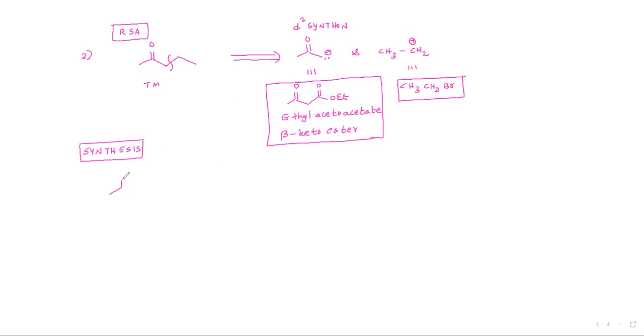See, this is CH3, C double bond O, CH2, C double bond O, OEt, ethyl acetoacetate. This is EAA. And we know that this is an active methylene group, and this particular proton is acidic in nature. This particular proton is highly acidic in nature. So this proton is removed by treating with sodium ethoxide.